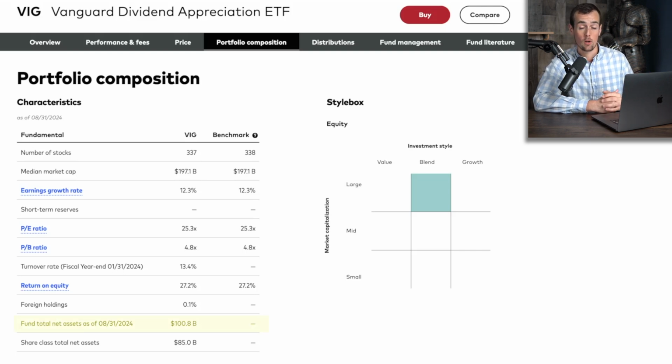So again, this is a large ETF with quite a bit in assets under management, and the PE ratio comes in here at 25.3 and a 4.8 times price to book ratio. So it's going to be lower than that of the growth funds, for example, but it is still trading at a higher multiple than international funds, for example, that we've looked at previously.